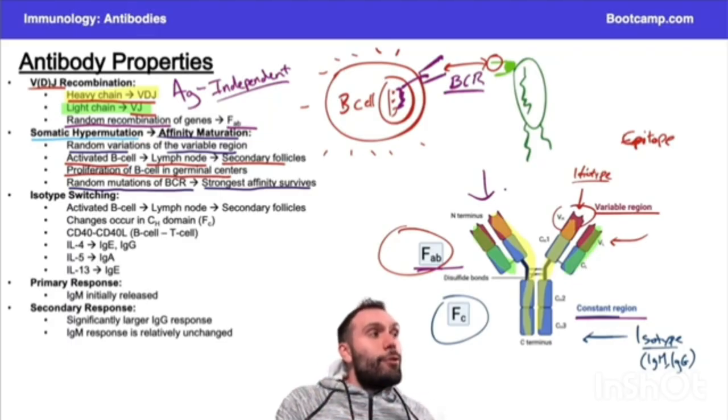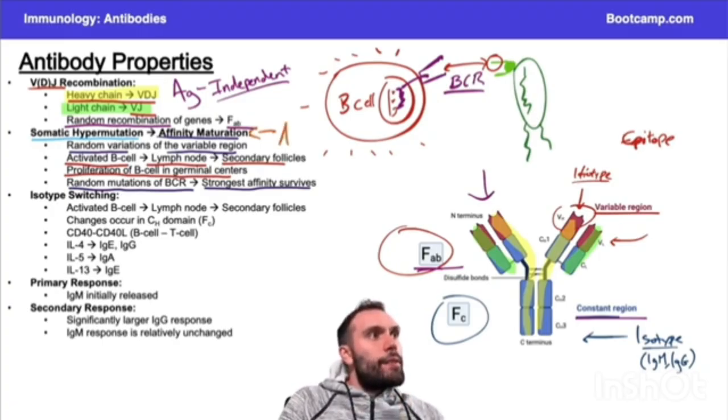Now, that's different from VDJ recombination. With VDJ recombination, we're just mixing up stuff. We don't know what we're doing. We're just shuffling genes everywhere, trying to make a diverse pool of B cells. With affinity maturation, we're looking for something that is already bound to its antigen. We just want to make that binding stronger.